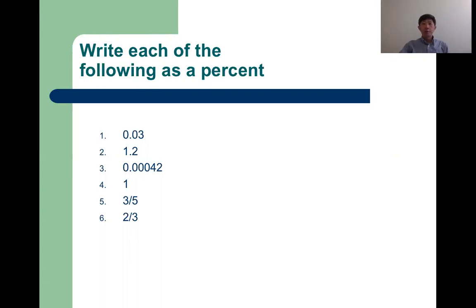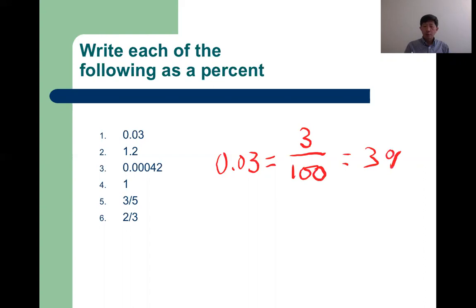Okay, number one, 0.03. We have to change this into a fraction, which is 3 over 100, right? Which equals 3%. This is how we convert to percent, okay?